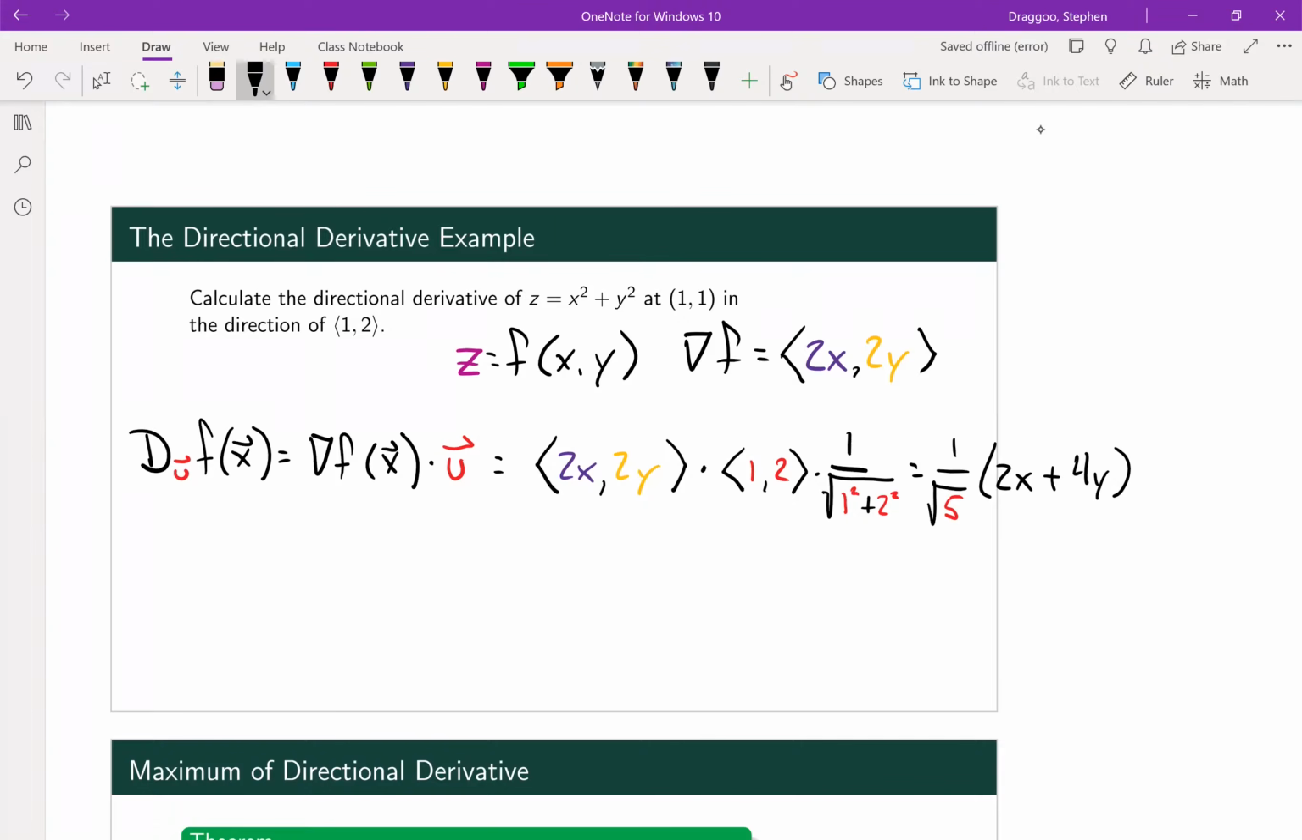And now we just want to plug in the point that we actually want to calculate this at. So we're looking for that directional derivative at f of (1, 1), which looks like it ought to be 6 over square root 5. Or if we rationalize this thing, 6 root 5 over 5.